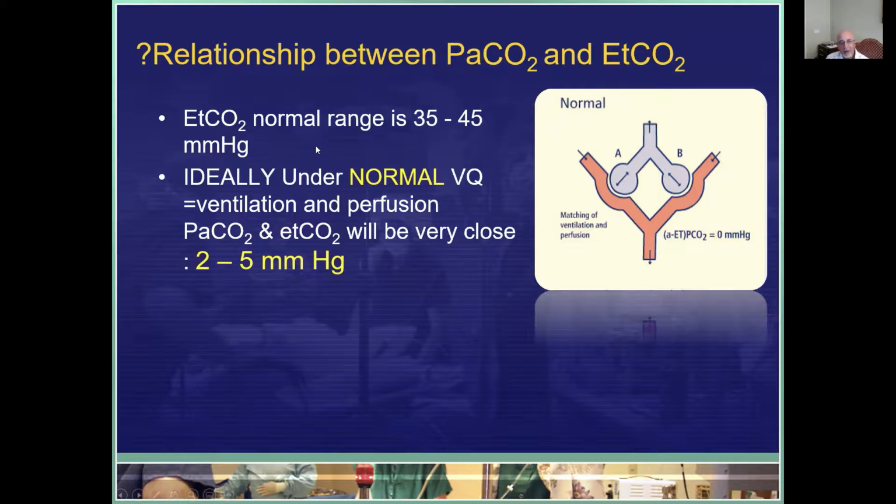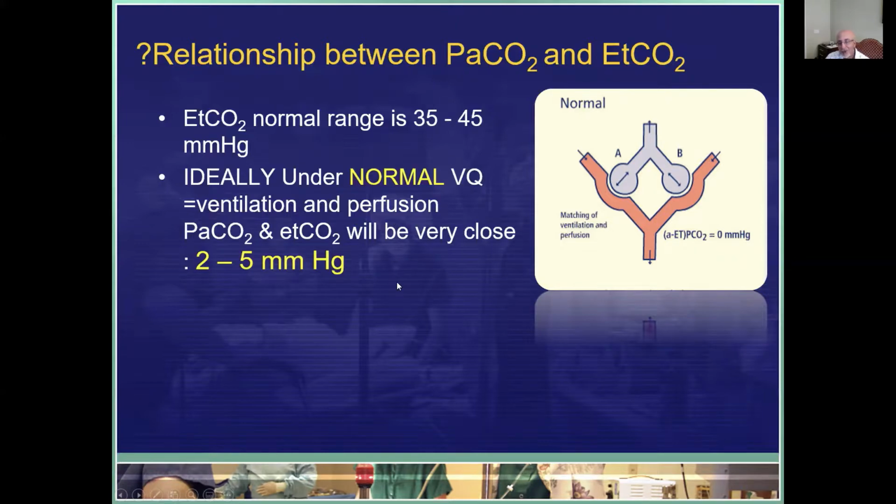I will reiterate that the end-tidal CO2 normal range is 35 to 40. If the patient has chronic CO2 retention, such as a COPD patient or an obesity hypoventilation syndrome, the end-tidal CO2 may be much higher depending on what the patient's baseline CO2 is. So don't ignore that.